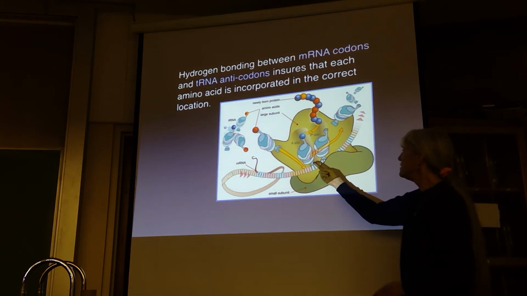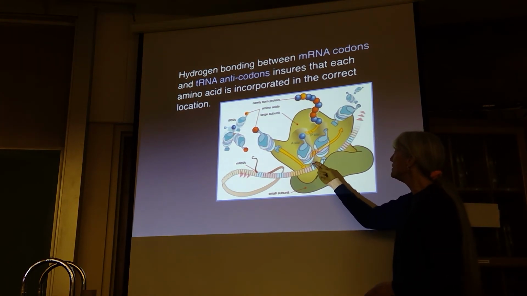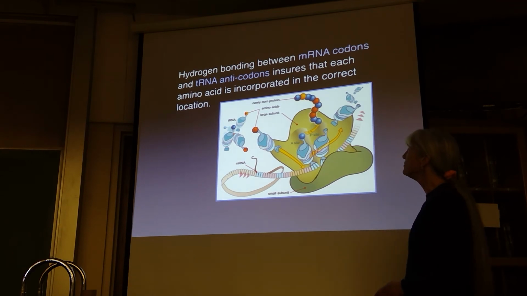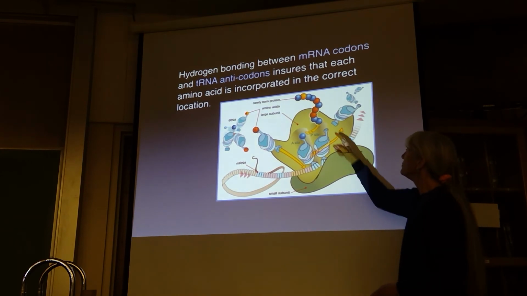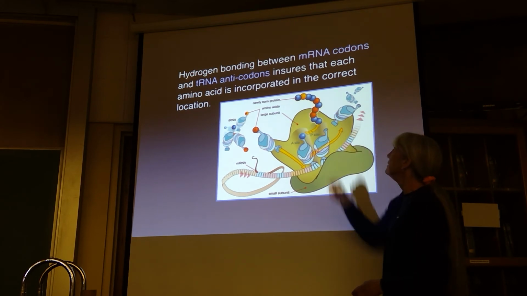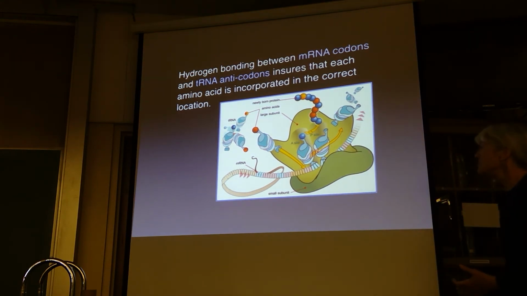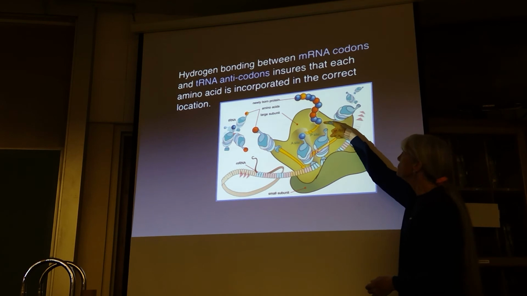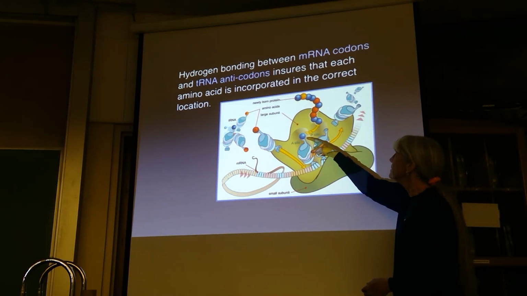That anticodon-codon hydrogen bonding makes sure that the transfer RNA gets in the right place, which is going to make sure that the amino acid sequence is correct. Now, why is the ribozyme called peptidyltransferase? Because what it's going to be doing is binding this peptide chain to this amino acid.